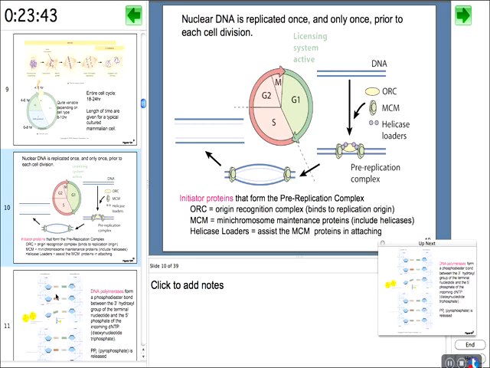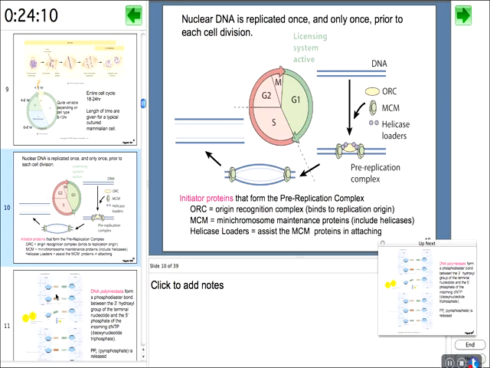Right? So it's tightly controlled because there's multiple proteins that have to come in to set up that license to start replication. Now, if we look at the proteins that come together to form this complex that license the DNA, it includes ones that you've learned about before, helicase. Well, it's helicase loader. It's a protein that adds helicase.